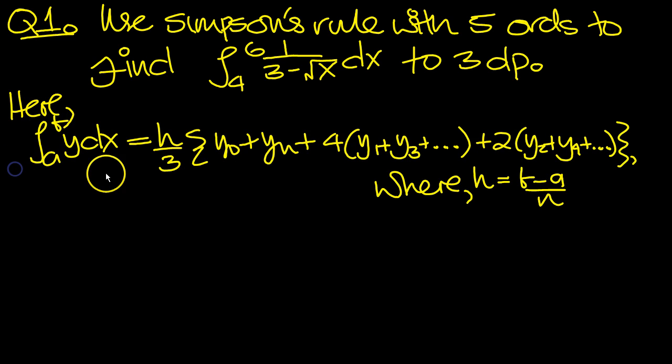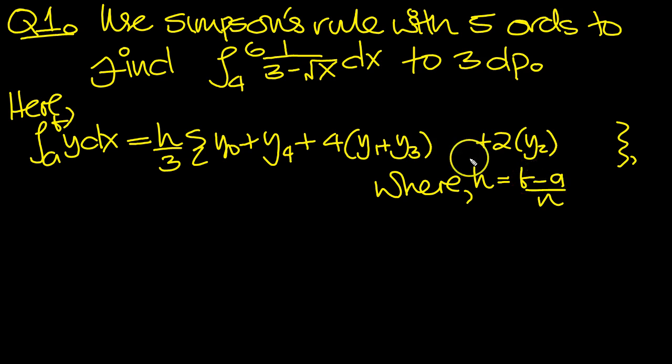Let's write it down. Here it is here. n equals 4. So y4 we've got here, the first and the last ordinate. Then we've got the odds, y1 up to y3. And then we've got the evens, it's just y2, isn't it? So that's what we've got there.